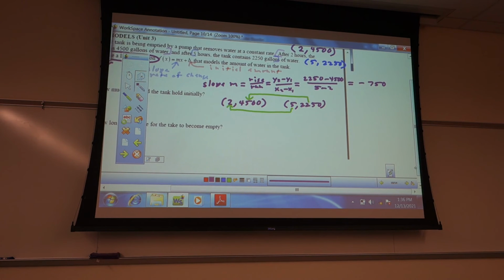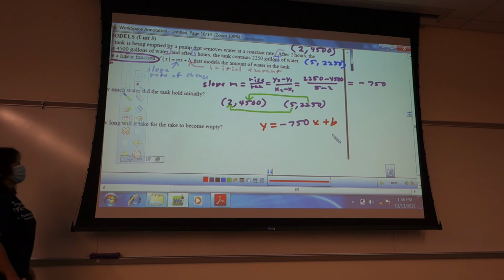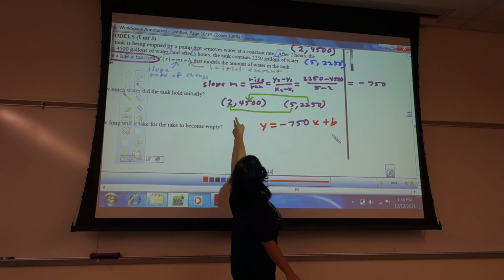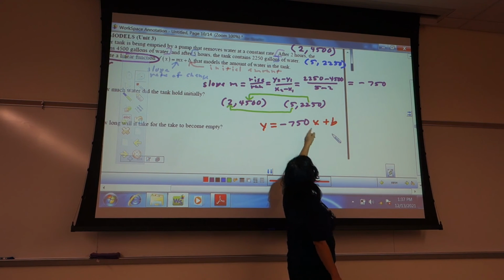And then I got to plug that in. So now I know my slope. So now we have y equals negative 750x plus b. I need to figure out what b is. So I can take either one of these points and substitute the x and y in here to solve for b.